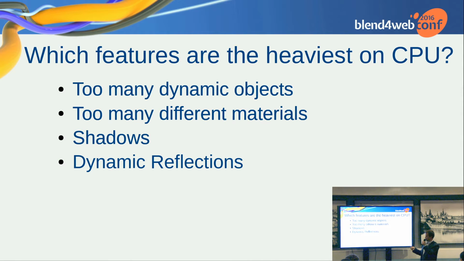The next, dynamic reflections, kind of similar to shadows, and this is really important when we use cube reflections. Because, you know, we have in Blend4Web 2 types of reflections: plane ones, which are reflected from plane objects, and cube reflections. In the case of cube reflections, in the worst case, we need to redraw the object 6 times. So cube reflections are a really heavy technique for the CPU.